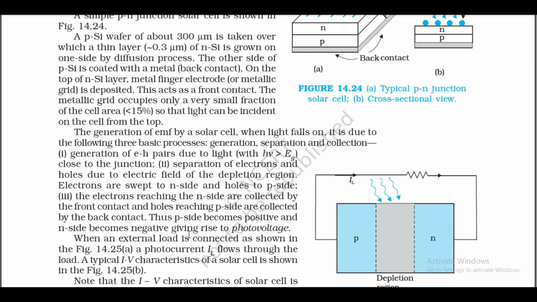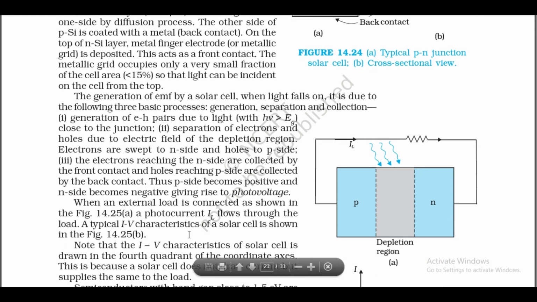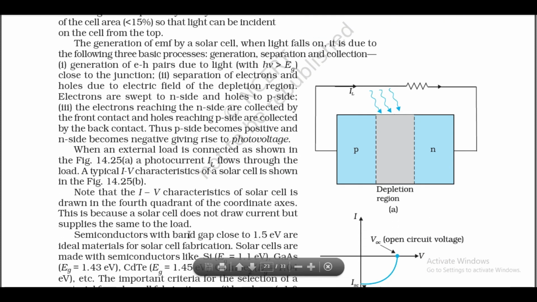When an external load is connected as shown in figure 14.25a, a photocurrent IL flows through the load. A typical I-V characteristic of a solar cell is shown in figure 14.25b. Note that the I-V characteristic of the solar cell is drawn in the fourth quadrant of the coordinate axis. This is because a solar cell does not draw current but supplies the same to the load.